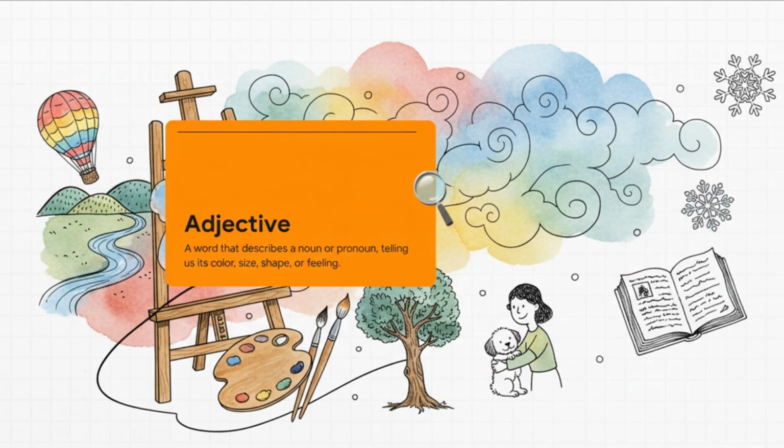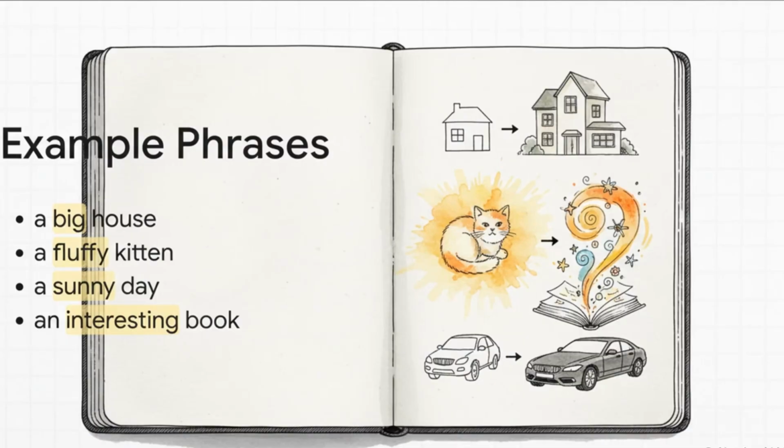The easiest way to think about them is as describing words. They're the tools we use to paint a really vivid picture with our language, adding all those specific, juicy details about people, places, and things. It's pretty amazing, right? Look at how just one little word like big, fluffy, or sunny instantly creates a super clear image in your mind. These adjectives don't just add info, they completely change how we experience the word.